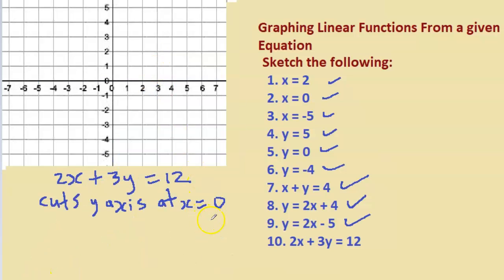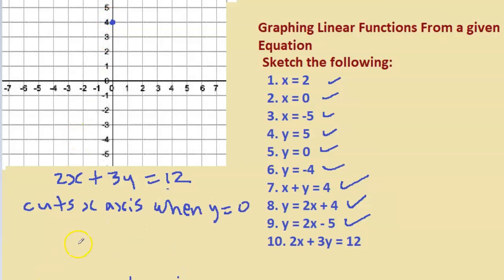Now for the graph of 2x plus 3y equal to 12, again, we want to know where the graph cuts each of the axes. So it cuts the y-axis at x equals 0. Now if x is 0, 2x will become 2 times 0, which is 0. So all you're left with is 3y is equal to 12. And if 3y is equal to 12, then we divide both sides by 3 to get the value of y. So 12 divided by 3 is 4. So this graph cuts the y-axis at 4.